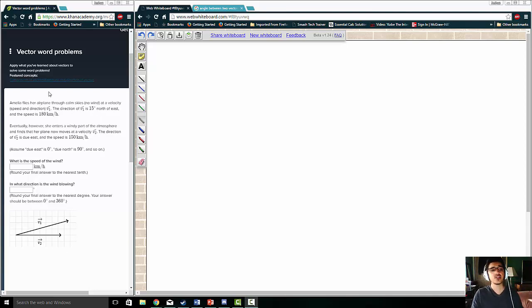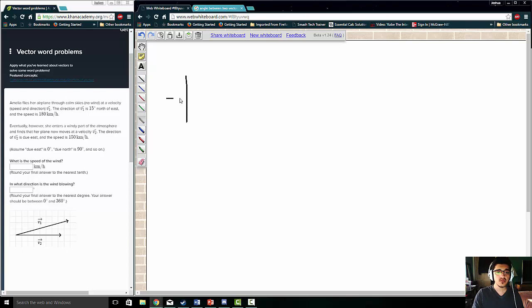So Amelia flies her airplane through calm skies, no wind, at a velocity, speed and direction, v1. The direction of v1 is 15 degrees north of east, and the speed is 180 kilometers. So if we were to draw out cardinal directions, north is up here, so east, south, west. 15 degrees north of east, so that means this way. Call that 15 degrees north of east, with a magnitude of 180.